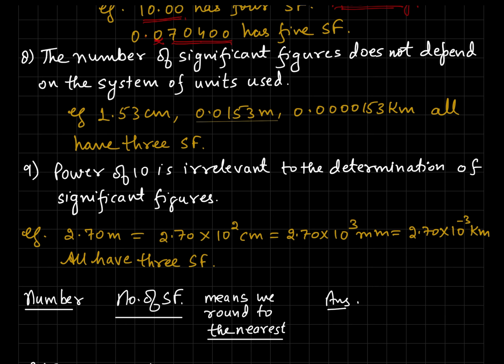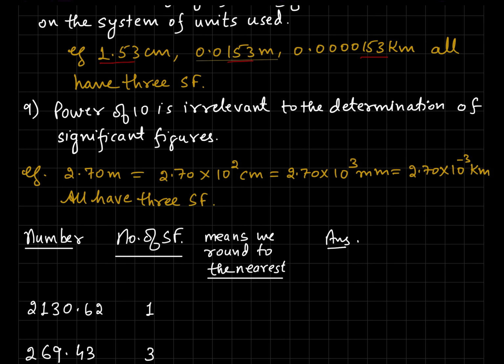So whether I write 1.53 centimeter, or I write the same measurement in meters, it becomes 0.0153 meters because we divide by 100. Then if I write it in kilometers, we divide by 1000, so it becomes 0.0000153 kilometer. They all have 3 significant figures.